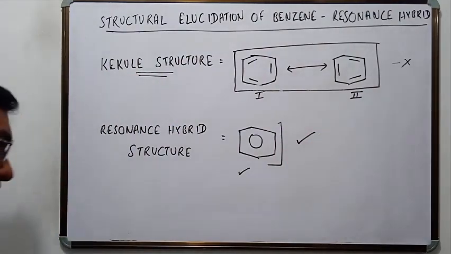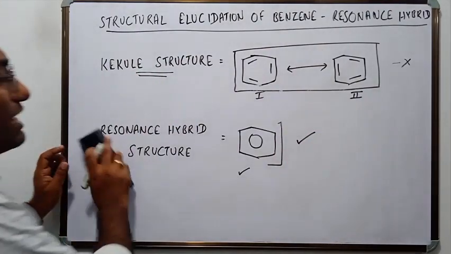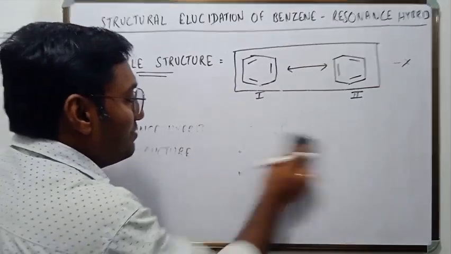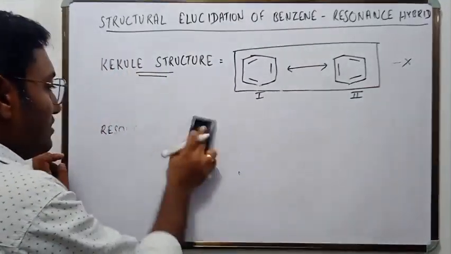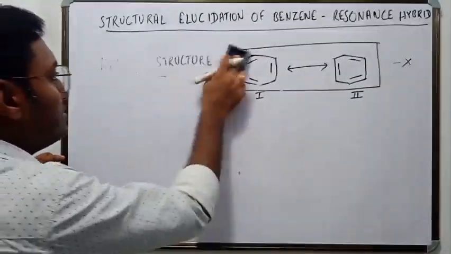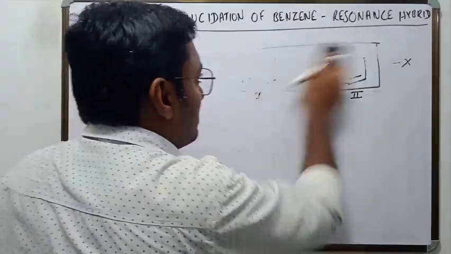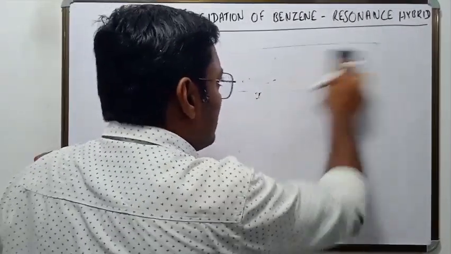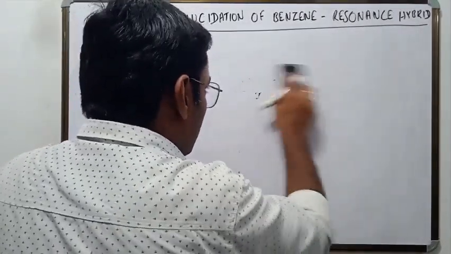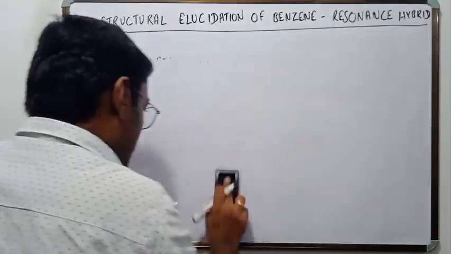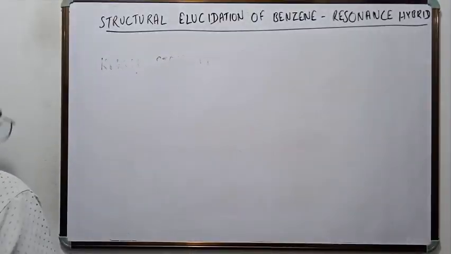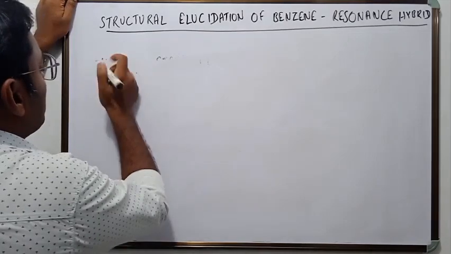So, how to prove that the resonance hybrid structure is the actual structure of benzene? Let us see. The first thing was X-ray diffraction measurement. Let us see what X-ray diffraction measurement actually came out with.